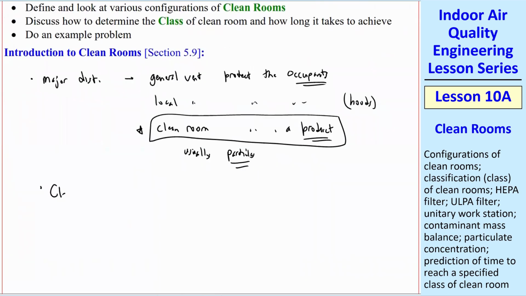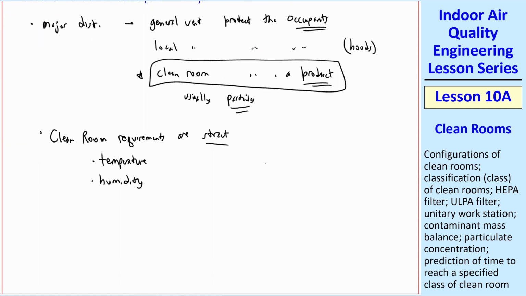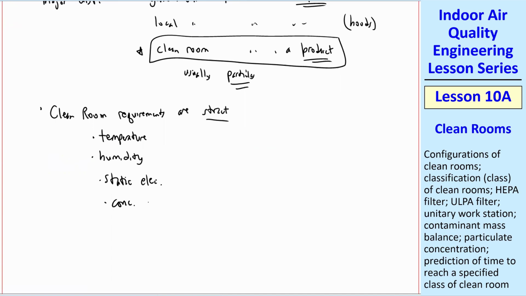In other words, the clean room requirements are pretty strict in terms of things like temperature. Usually they're pretty cool rooms. Humidity, usually very low humidity, because you don't want water condensing on your electronic products either. Also things you might not think about, like static electricity. You don't want sparks that can ruin things that you're doing, especially important for electronics. Concentration levels, of course, like we've been talking about, and this includes vapors and particles.